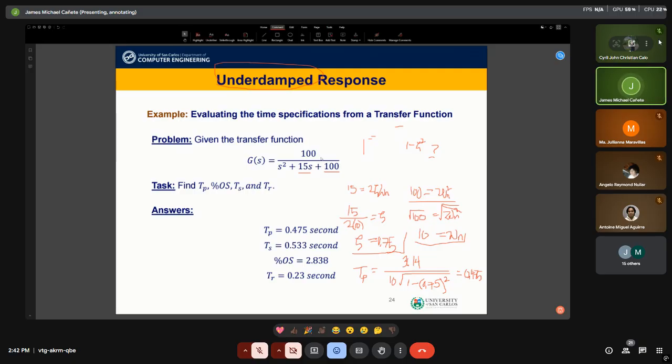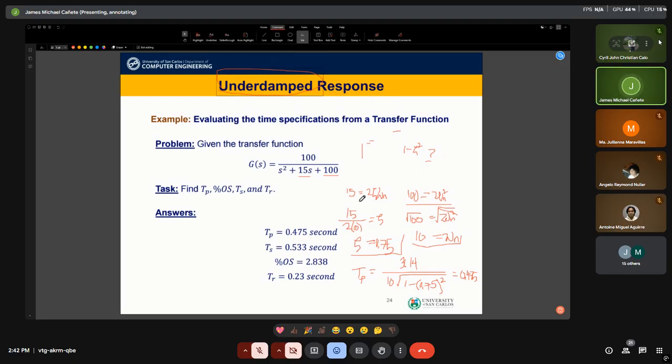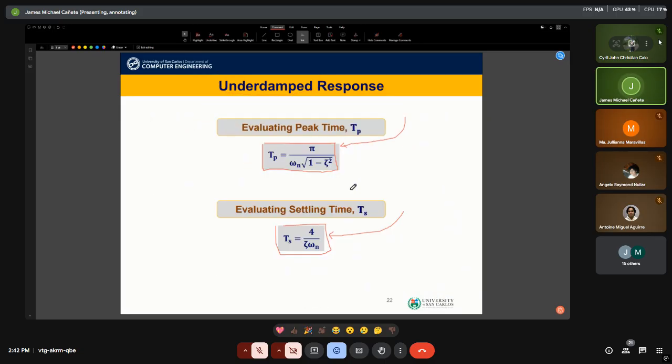If we take a look at our earlier updated definition of a second order system, this 15 is actually equal to 2 zeta times omega n, right? And 100 is actually equal to omega sub n squared. So here we can get the values needed to solve for the values in these formulas.